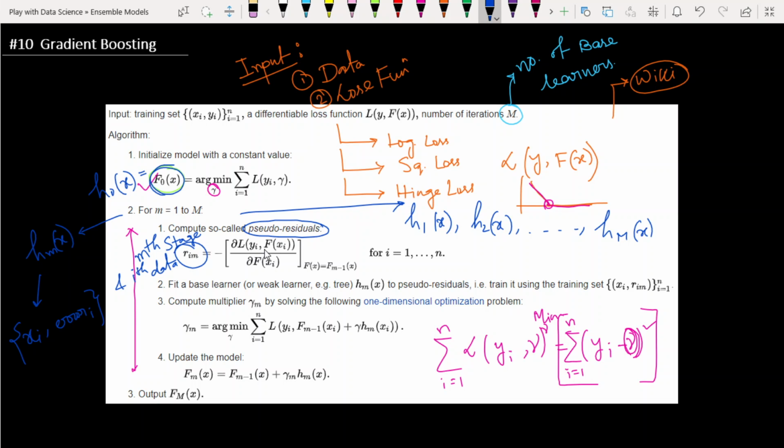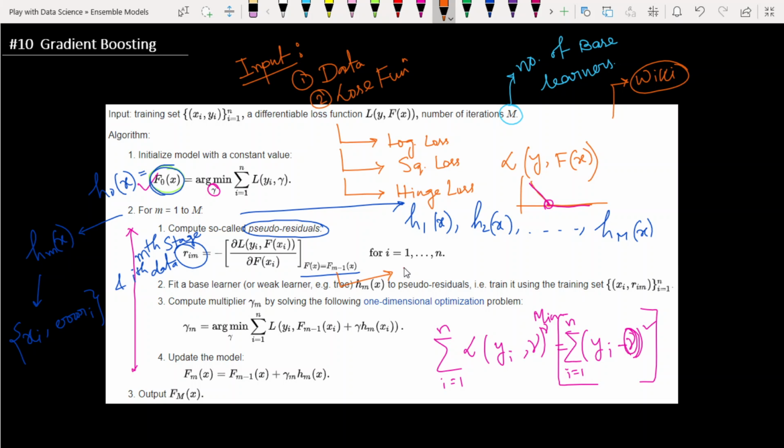Now the question is, in the loss function, we have already assumed that our loss function is a differentiable function, so we can easily compute these. Now the question is, what is this f of xi? This f of xi means nothing special. It is simply coming from the previous iterative functions.